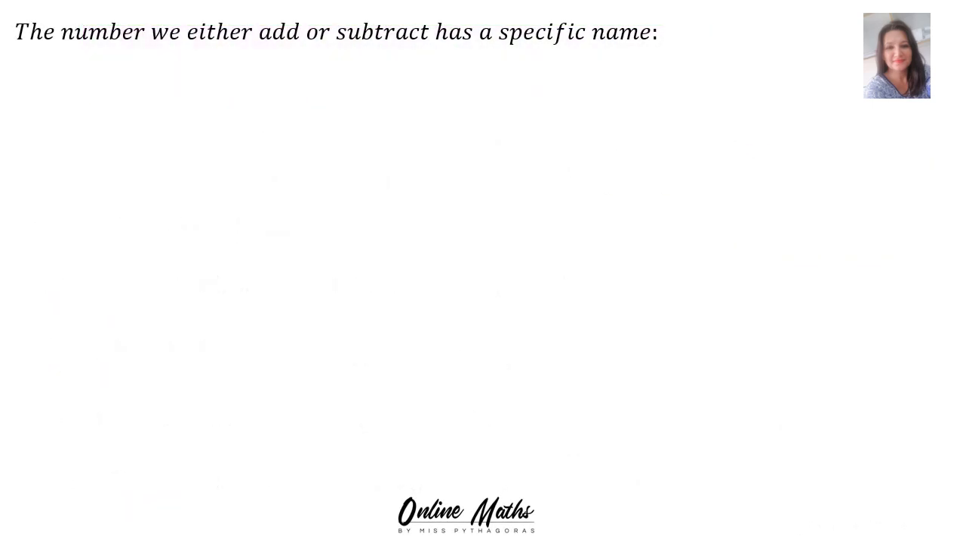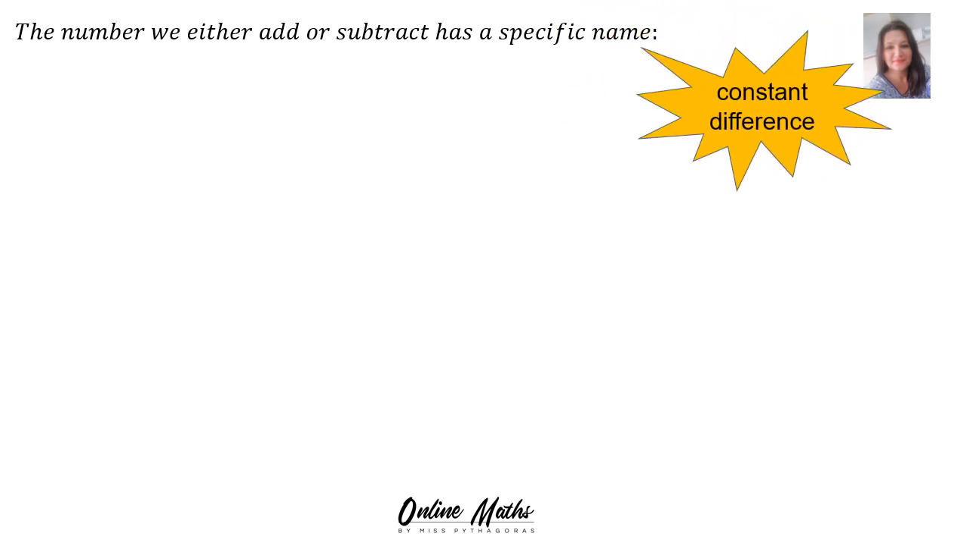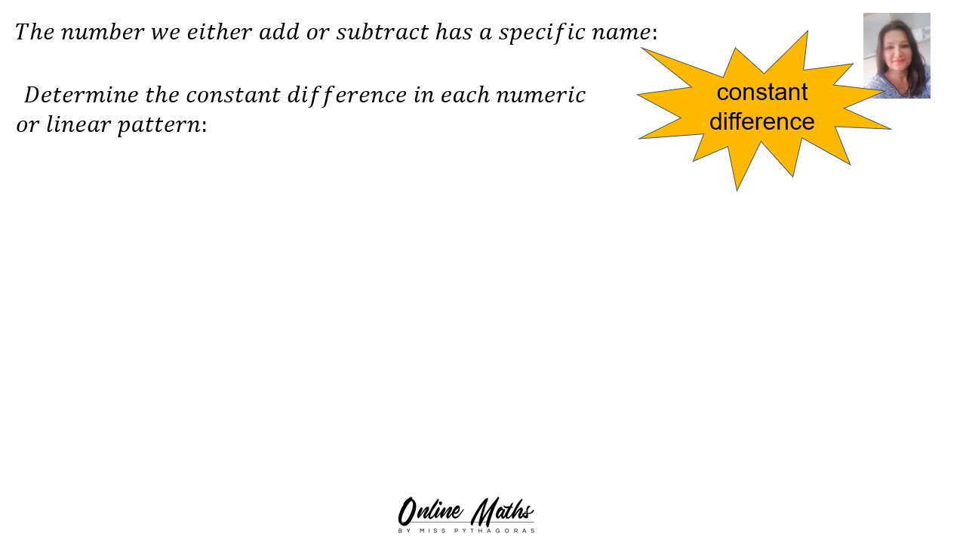The number we either add or subtract has a specific name, and it is called the constant difference. Determine the constant difference in each numeric or linear pattern.